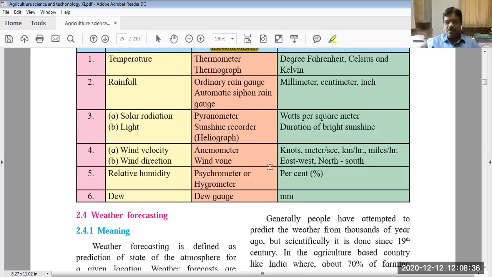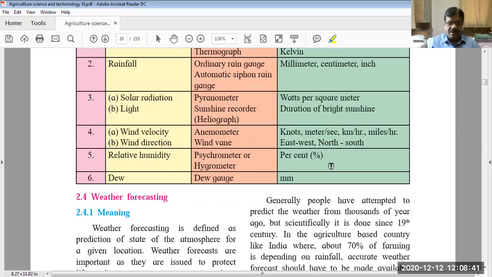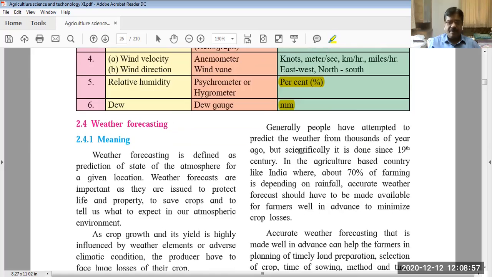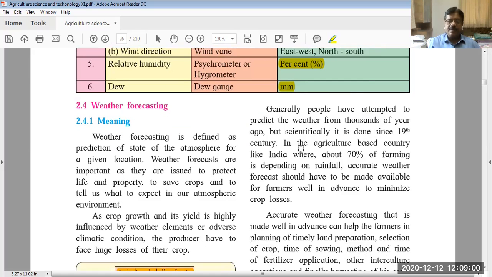Now have a look at this table. We have weather elements, the instruments for measurement of the element, and the units. Temperature is measured by thermograph or thermometer, in degree Fahrenheit, Celsius or Kelvin. Rainfall is measured by rain gauge, automatic rain gauge or Simpson rain gauge, in millimeter and centimeter. Solar radiation, light radiation, is measured by pyranometer or heliograph, in watt per square meter, and the duration of bright sunlight can be recorded.